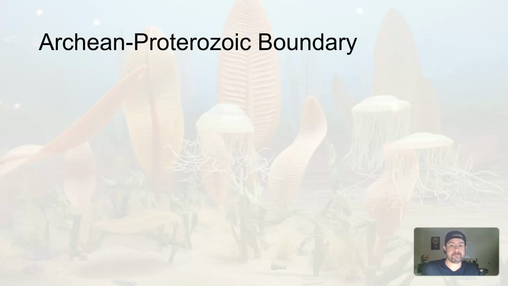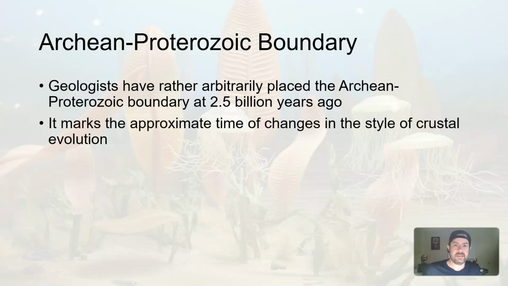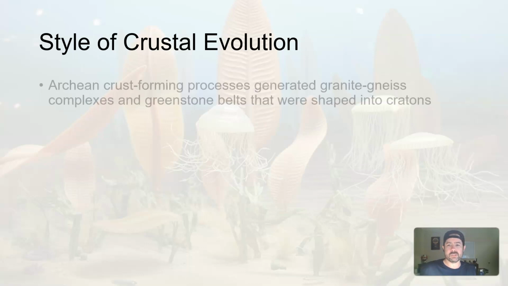Oh my goodness. So now at the boundary between the Archean and the Proterozoic, geologists kind of just arbitrarily placed the boundary at around 2.5 billion years. It's not like a hard line, something exactly happened there. It just marks the approximate time of changes in the style of crustal evolution. So plate tectonics kind of changed a little bit. And again, it's about the approximate time because Archean type of crustal evolution was not completed at the same time in all areas. So what are we talking about here?